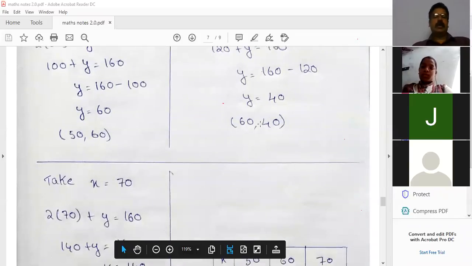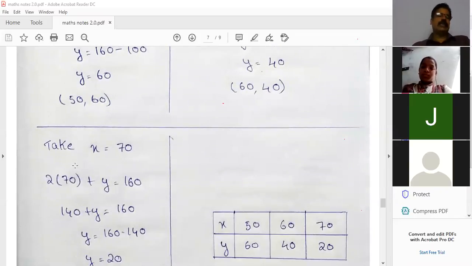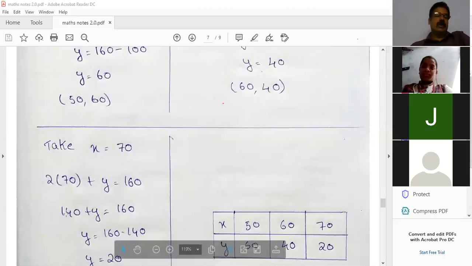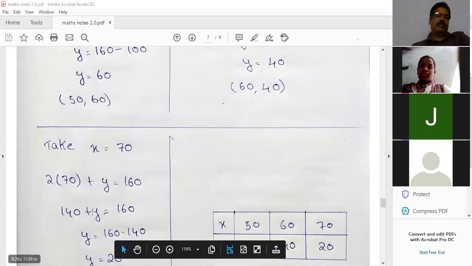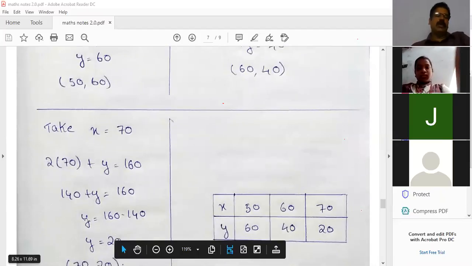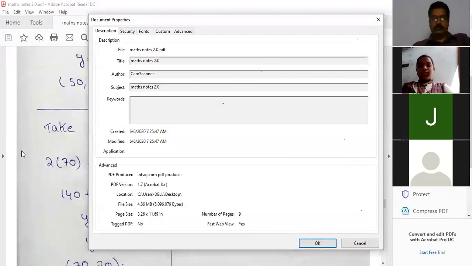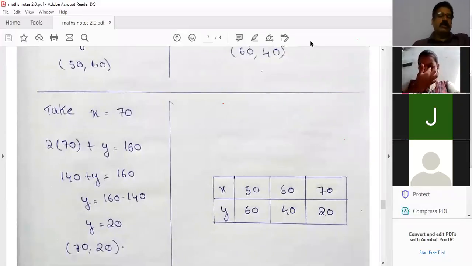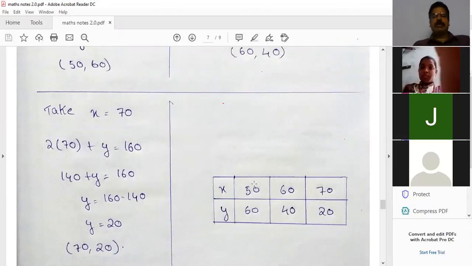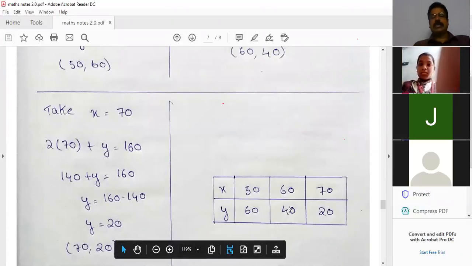Then for the third solution I take x equal to 70. 2 of 70 plus y equal to 160. 2 into 70, 2 sevens are 140, plus y equal to 160. y equal to 160 minus 140, that is 20. y equal to 20. Then the solution is 70 comma 20. So first I take x equal to 50, then I got 60. x equal to 60, I got y equal to 40. x equal to 70, y equal to 20.